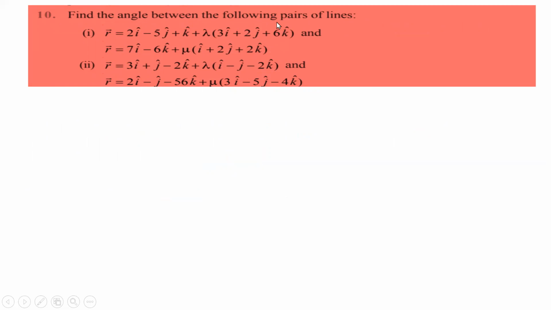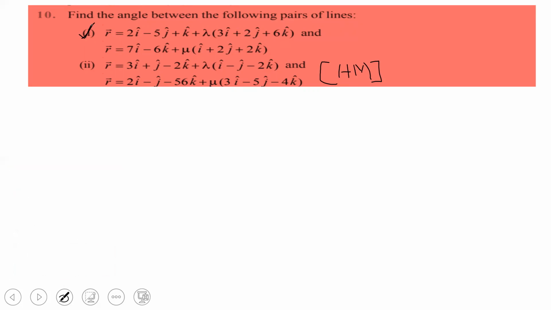So moving to the next question, question number 10. Find the angle between the following pairs of lines. Two questions are there. You need to find the angle between the given two lines. Here I am taking the first pair, and the second one is your homework. In the class we will solve question number 1.